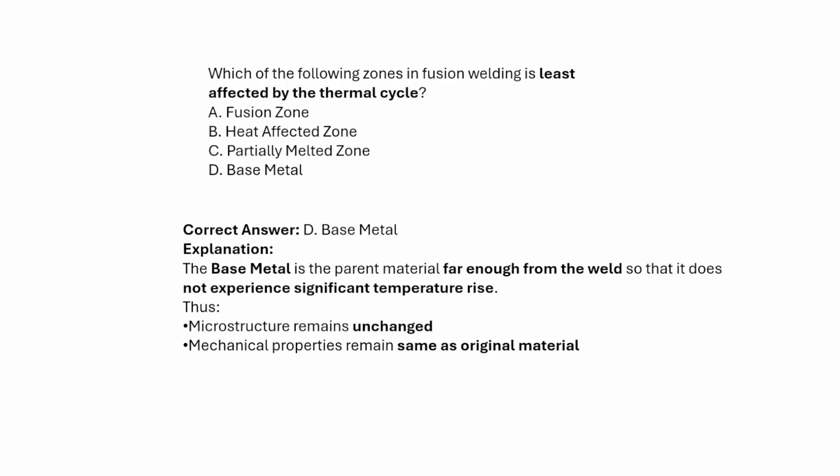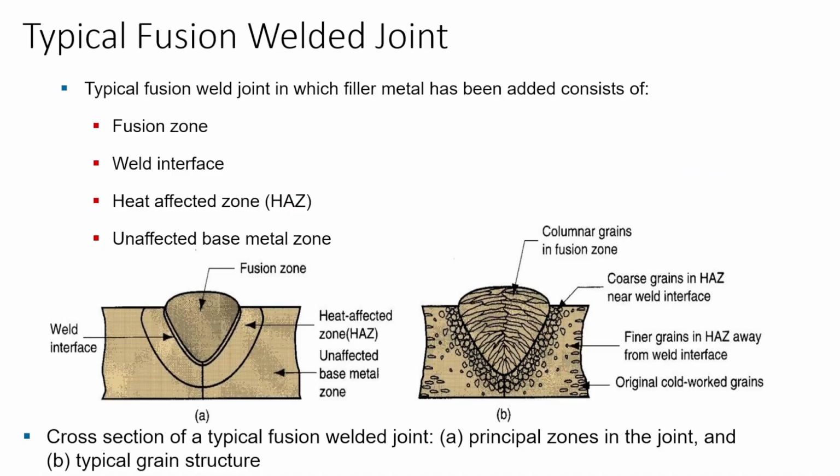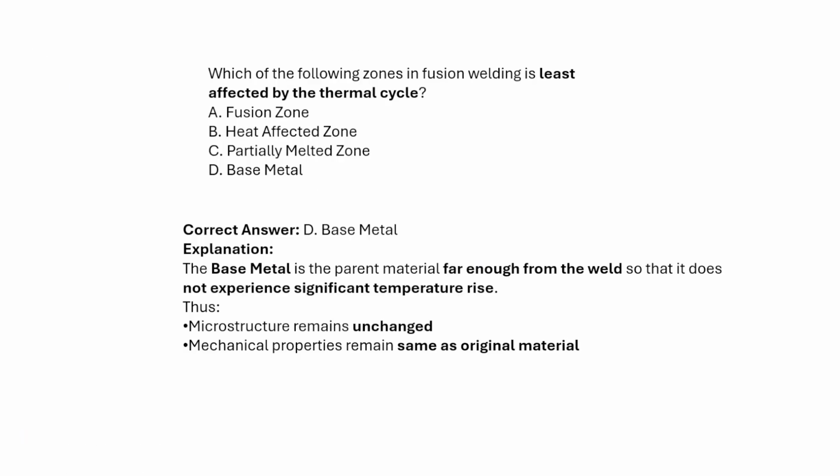Next: which of the following zones in fusion welding is least affected by the thermal cycle? So which zone is the least affected? Here is the fusion zone, here is the partially melted zone, here is the heat affected zone, and here is the workpiece, the base material zone. The base metal zone will be the unaffected one. Here you can see the fusion zone, heat affected zone, partially melted zone, and unaffected zone. The unaffected zone will not experience any change.